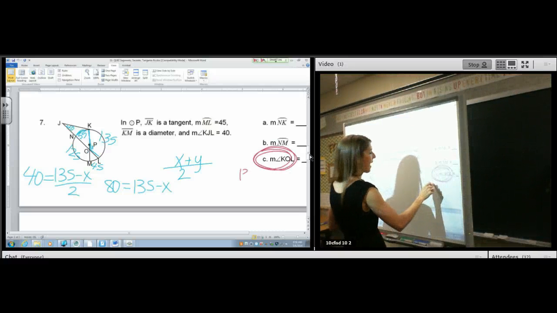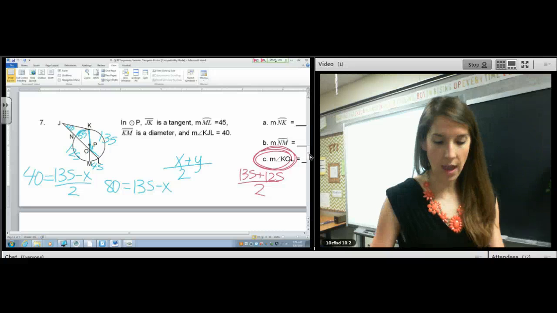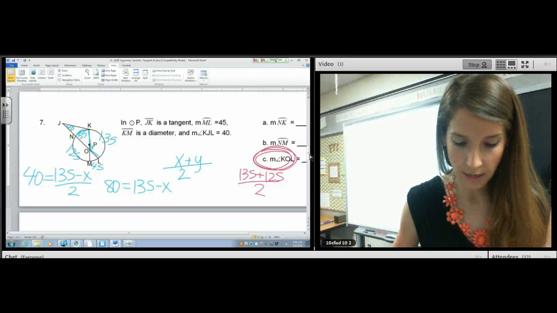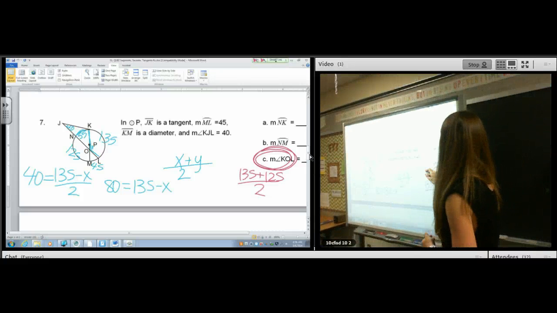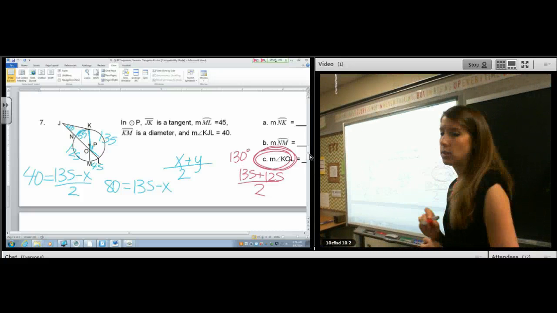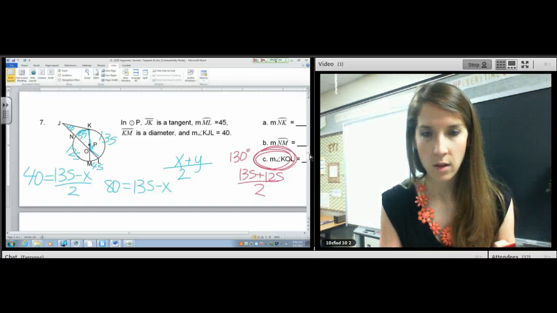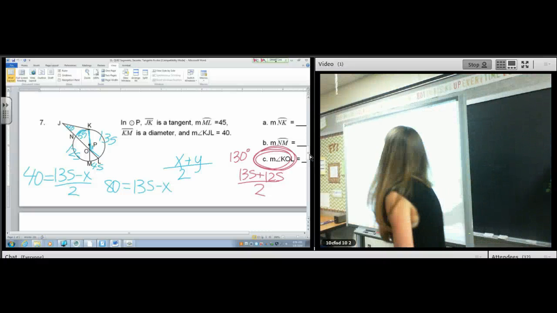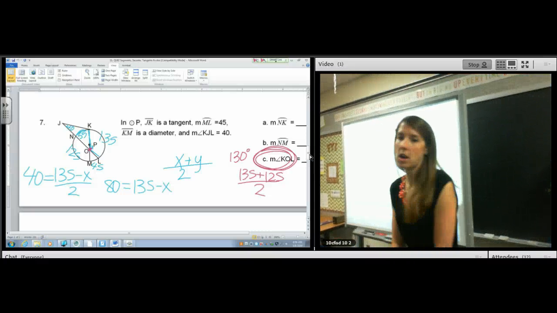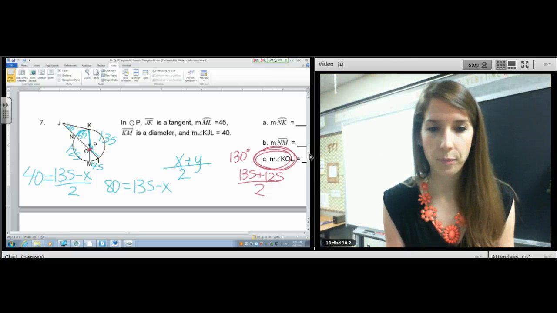We're going to add the arcs and divide by 2. It is not a central angle. And I think a lot of people treated it like it was a central angle. But when you add those arcs and divide by 2, you get 130 degrees. Is that okay for 7C? That is not a central angle because you need to look at where the vertex is. The vertex is not on the center, and so you need to treat it like an interior angle.